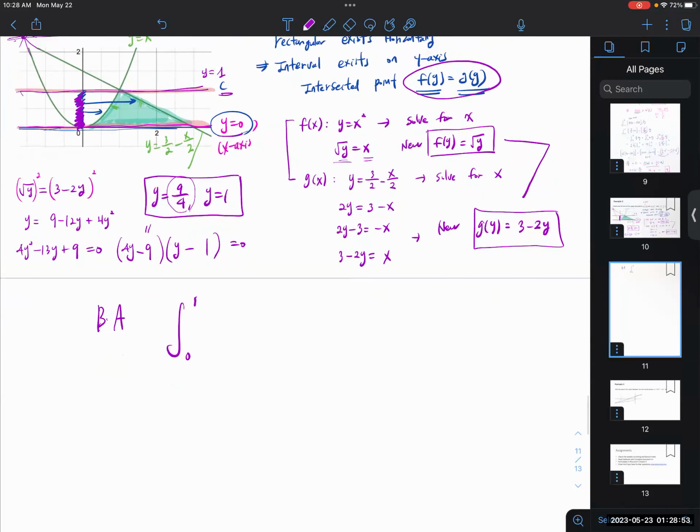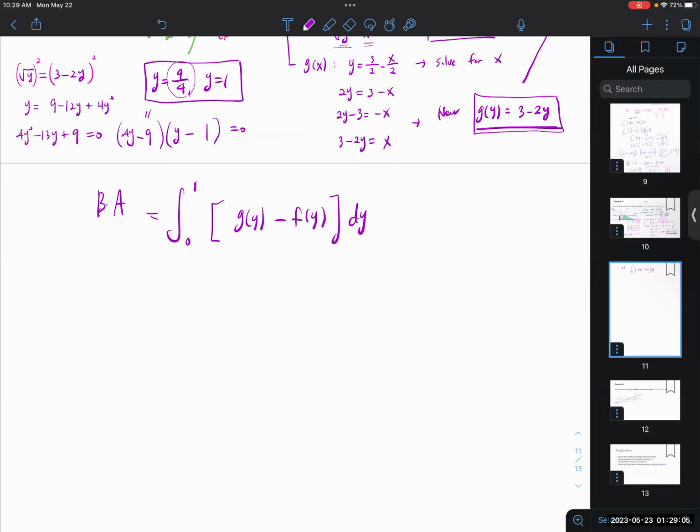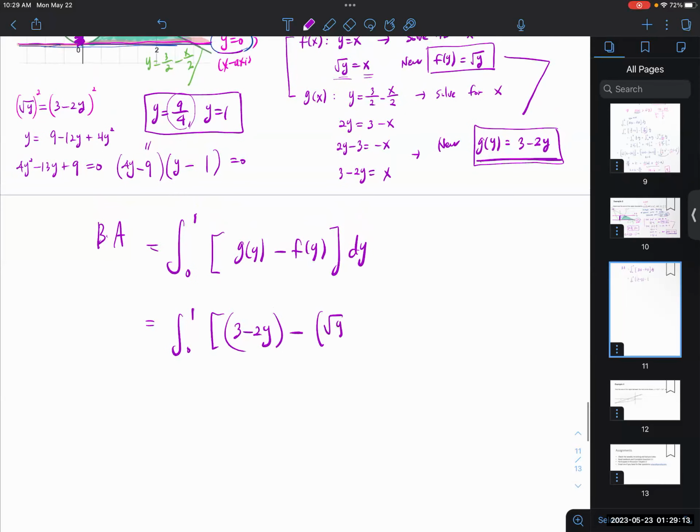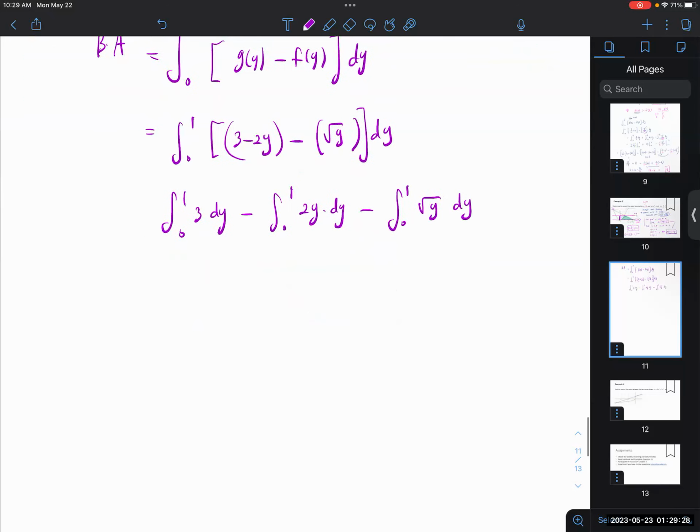From 0 to 1. And which one is higher? The linear one is higher. So which one is the linear? Your g. So g(y) minus f(y), that's what we are doing. Plugging in, the integral from 0 to 1 of (3 minus 2y minus radical y) dy. So that means the integral of 3 dy, minus the integral of 2y dy, minus the integral of radical y dy. That's what you're going to calculate.